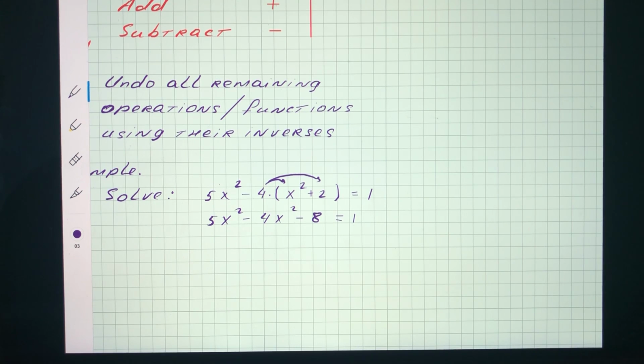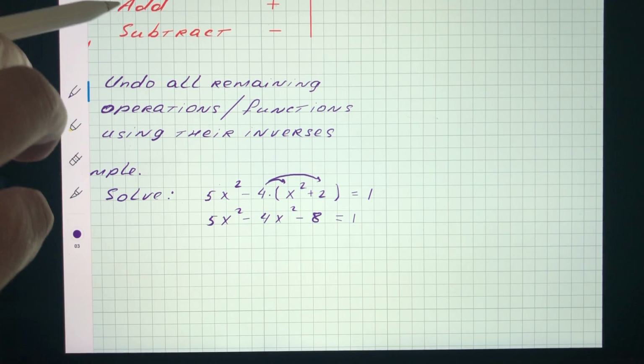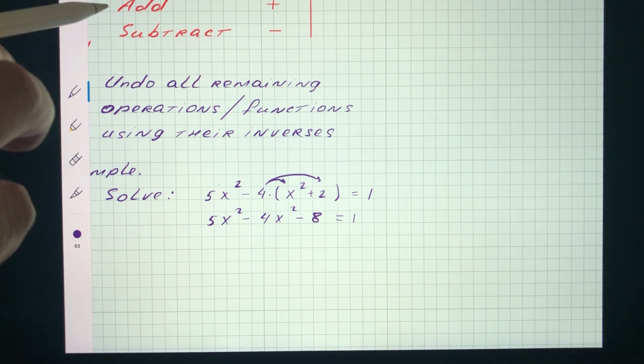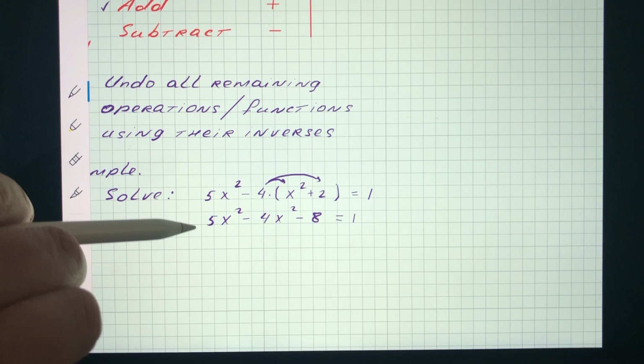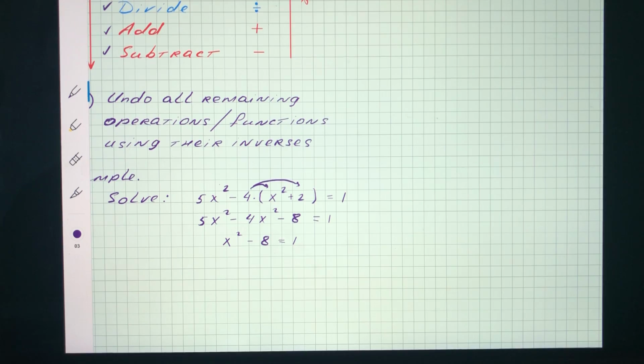There is no division. Then we do addition and subtraction. So if it's always true, we perform the operation. 5x squared minus 4x squared. Although it's not an addition, it's subtraction, we can do them in any order. There is no addition anyway, so we can check this off. So subtraction, 5x squared minus 4x squared is always going to be 1x squared. Minus 8 is 1.